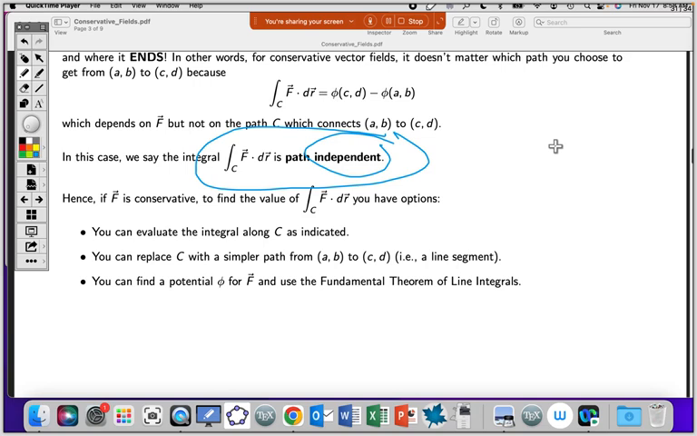So if you're trying to calculate a work integral in a conservative field, you've got options. You can integrate it on the path they give you. You could replace it with a simpler path, like a line segment, or if you can find the potential easily enough, you can hit it with the fundamental theorem of line integrals.